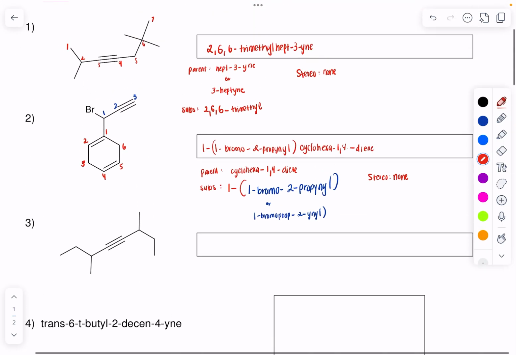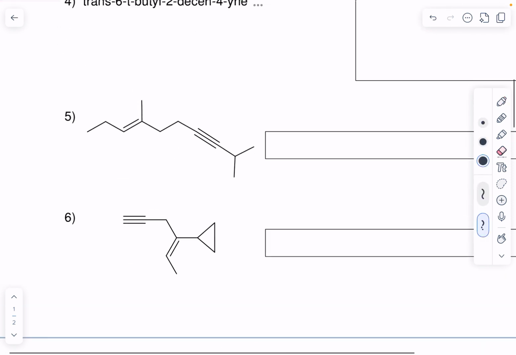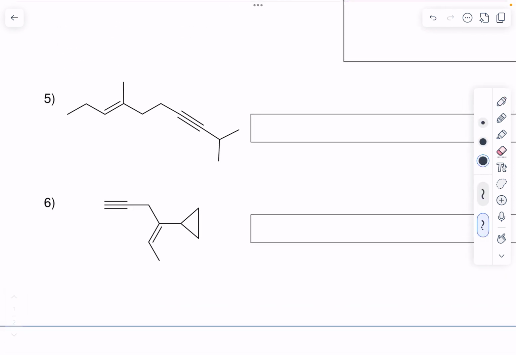So let me find one where we have a double bond and triple. So here we have a double bond and a triple bond. If I count starting on the side where I hit the double bond first, 7, 8, 9, 10. Our double bond is hit at carbon 3. And then if I number starting from this side, 4, 5, 6, 7, 8, 9, 10. Our triple bond is also hit at carbon 3.